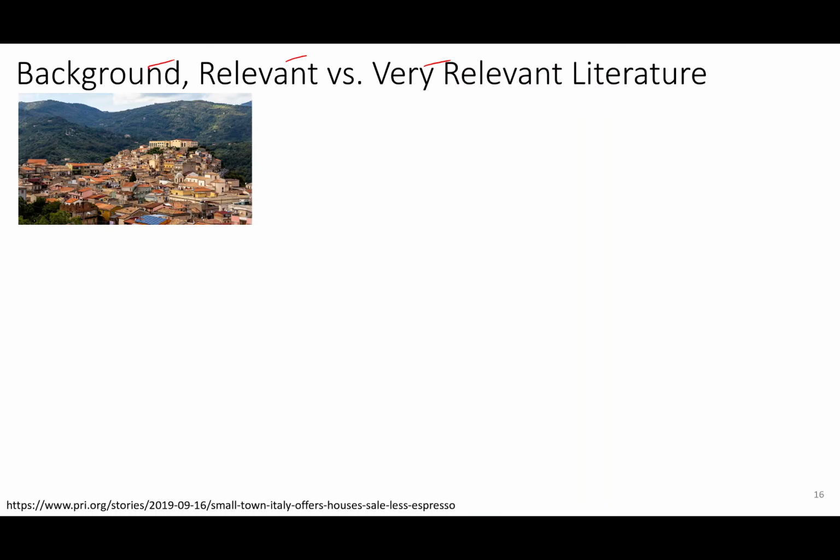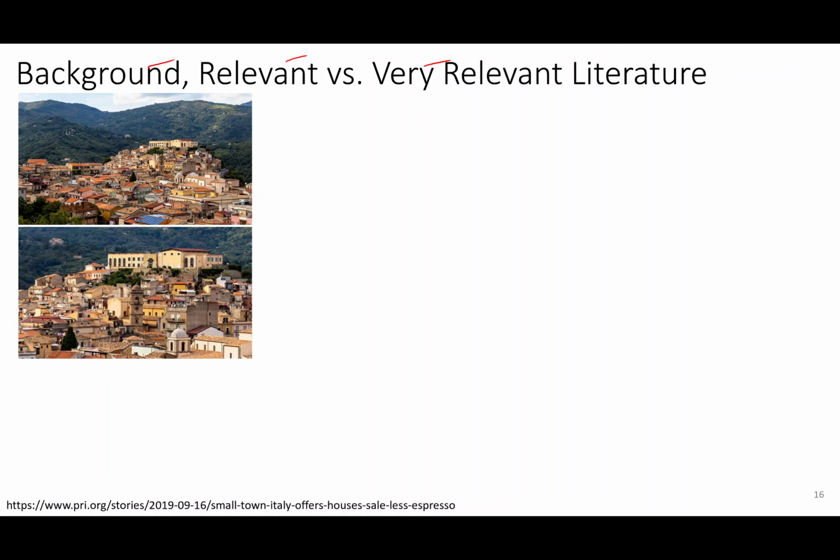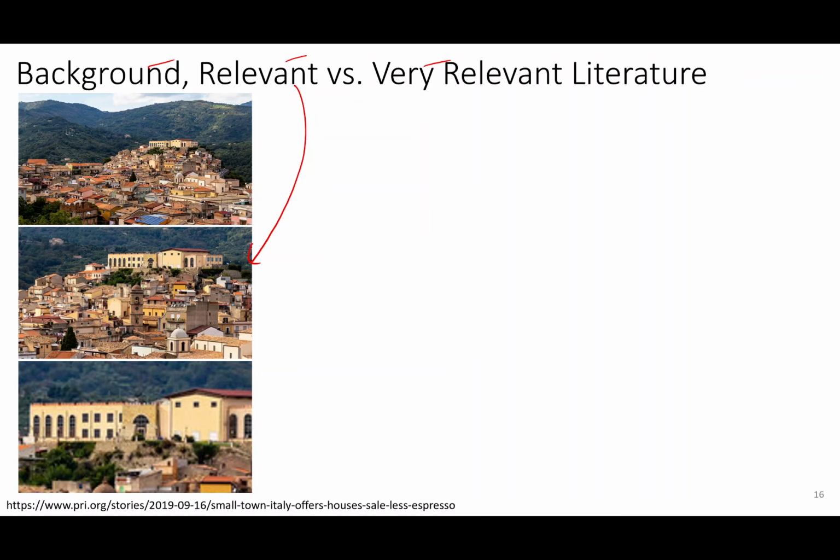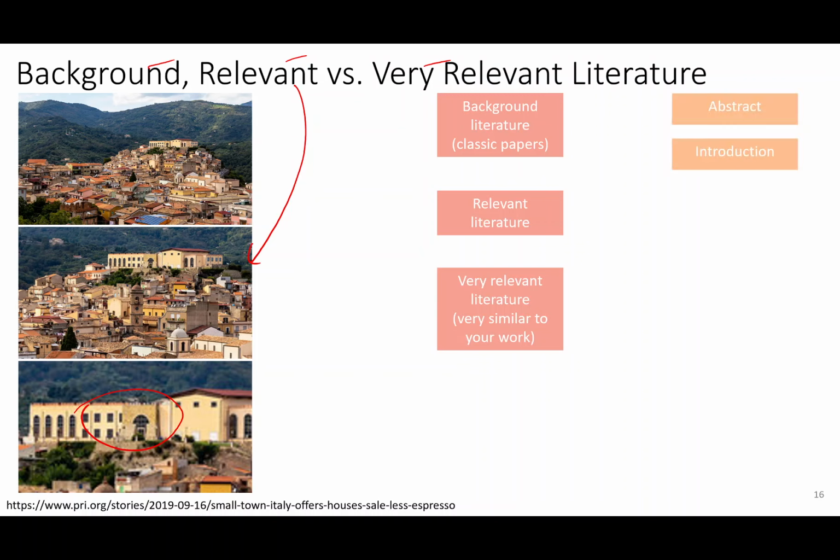Then last week we discussed the background literature, relevant literature and very relevant literature, and we said that the background would give the very broad picture, a slightly focused picture in the relevant literature, and in the very relevant literature we give a very focused view of the topic that we want to talk about. And so we said it's a good way to think about how to align this.